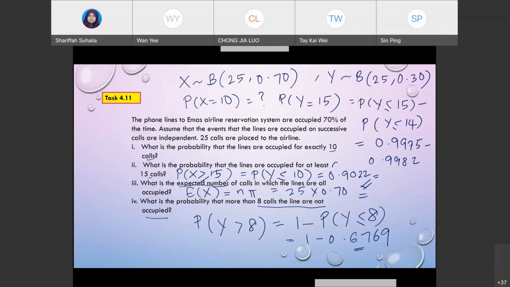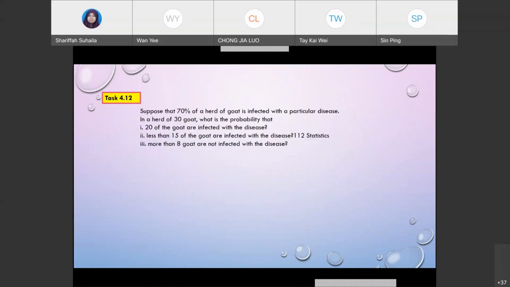Okay, so we just proceed with the next question. That's 4.12. The same thing, again 70%. Pi is more than 0.5. So again, infected with a particular disease. You have 30 goats.